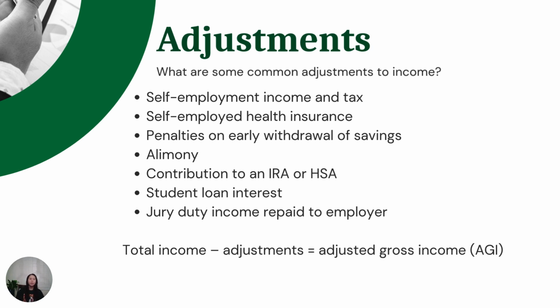Okay, so what are some common types of adjustments that we're going to be going over today? Well, that includes self-employment income and tax, self-employed health insurance, early withdrawal penalties, alimony, contributions to an IRA or an HSA, student loan interest, or jury duty income.